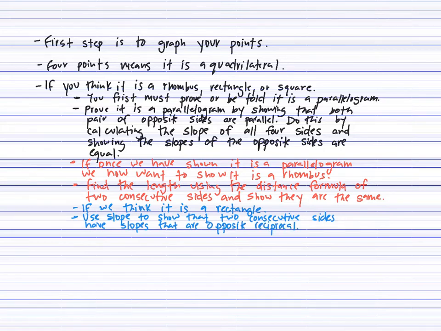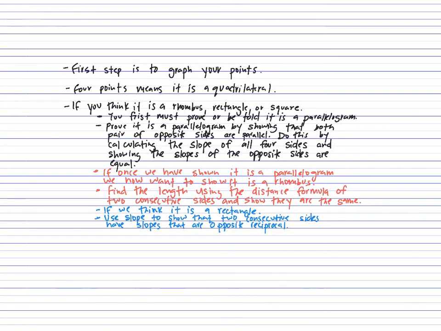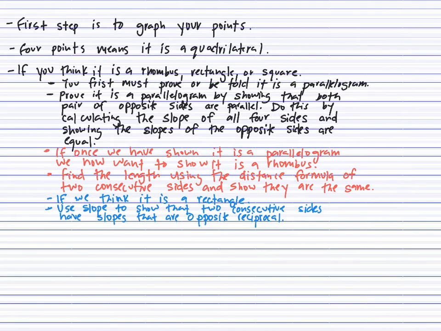Take those slopes you already found, list those out, and show that they are the opposite reciprocal. We would say something like these slopes are opposite reciprocal, therefore their lines are perpendicular and form a right angle. So use slope to show that two consecutive sides have slopes that are opposite reciprocal. This shows those sides are perpendicular and therefore form a right angle.